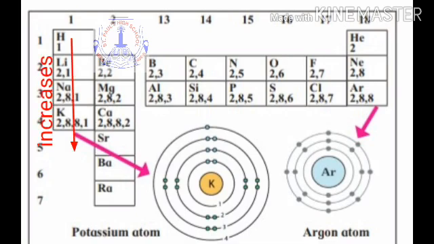Why does it increase? Because as you go down in a group, the number of shells goes on increasing. You can see it here. Here we have one shell, here two shells, here three shells, and here potassium has got four shells. So the number of shells goes on increasing down a group. The same thing you find in the second group also, and 13th also, and 14th also, and 15th, and so on. So in a group the atomic size will go on increasing.